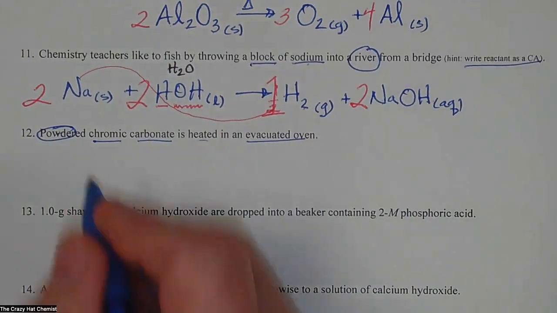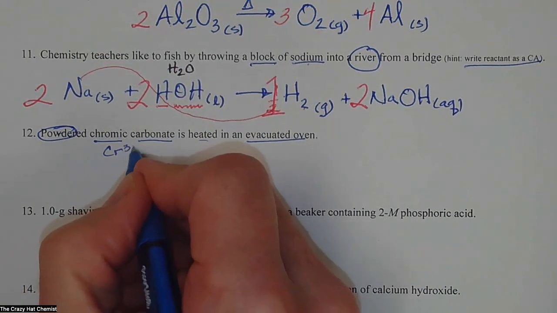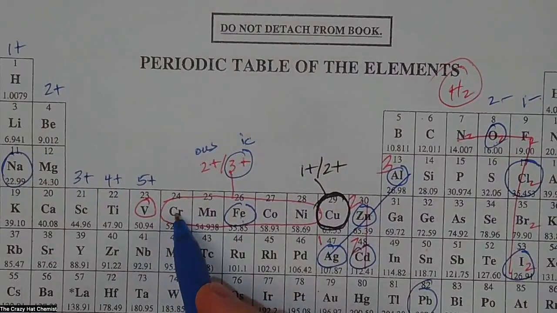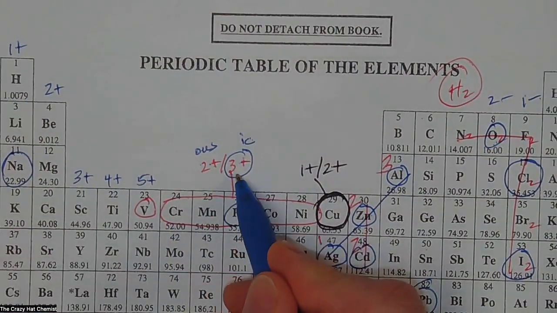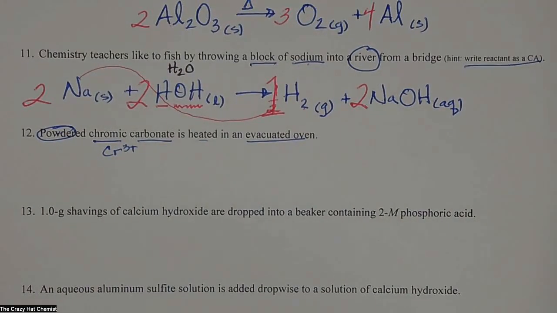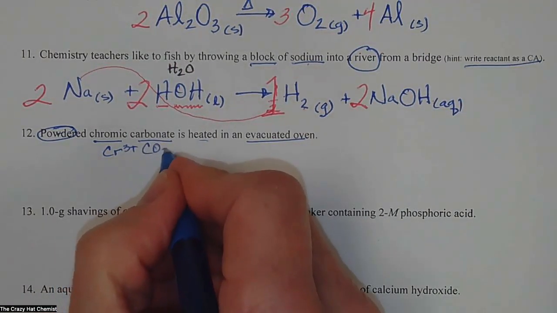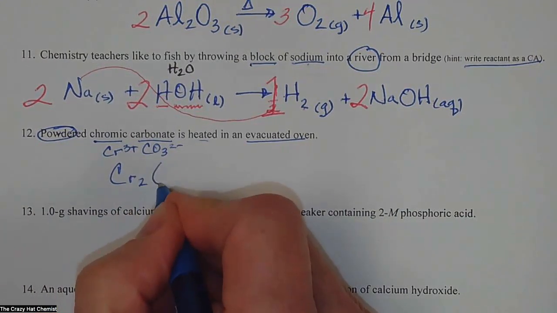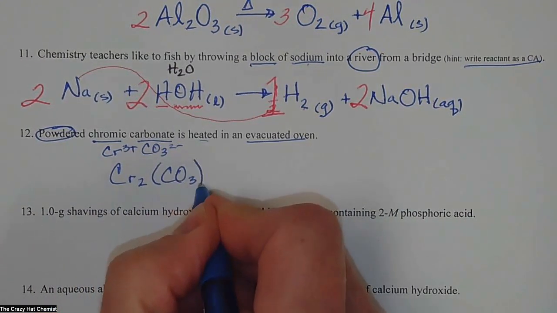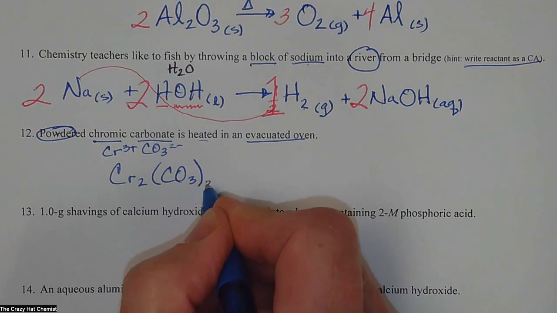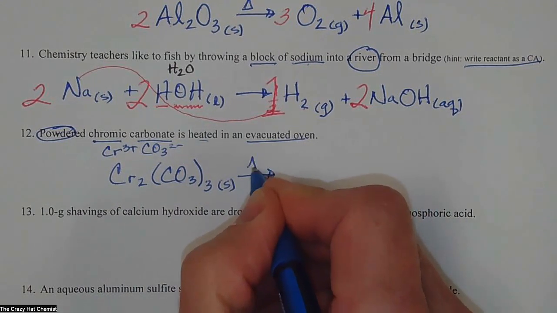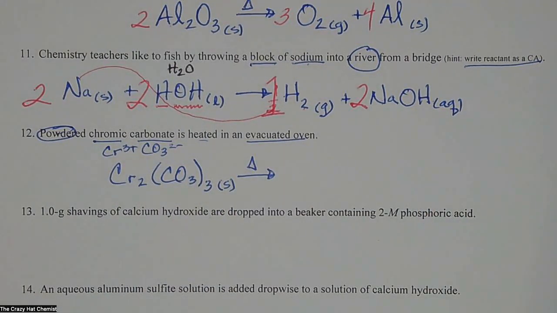All right, so chromic, that is Cr with a 3+, and this is actually a periodic trend, okay? And that is chromium right there. The ic is the 3+ charge. And then carbonate is a polyatomic ion, CO3 2-. So it's Cr2 parentheses CO3 parentheses and a 3 outside. It's powdered, so it's a solid. It's heated in an oven, so there we go. This is a decomposition reaction.